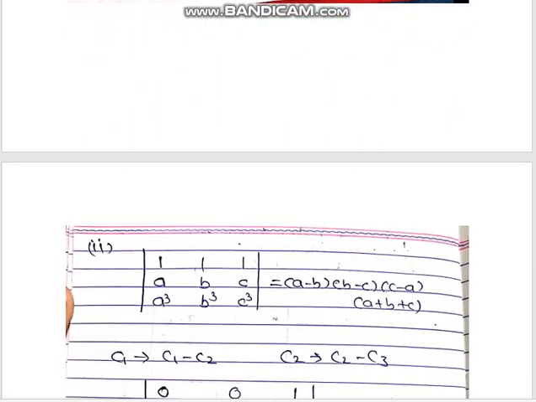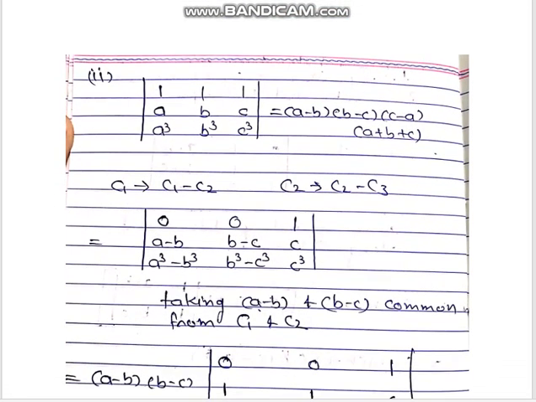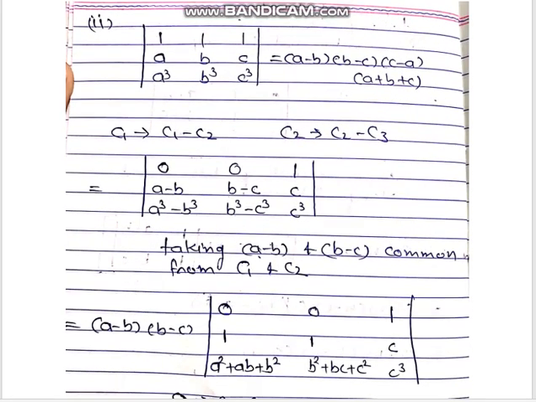We have question number 8, second sum. Here we have the determinant 1, 1, 1; a, b, c; a cube, b cube, c cube, and we want to prove it equals (a minus b)(b minus c)(c minus a)(a plus b plus c). Now, here we can see if we subtract the second column from the first column, we will have a minus b, similarly a cube minus b cube, and the third column from the second one. So C1 minus C2, and from column 2 we are subtracting column 3.